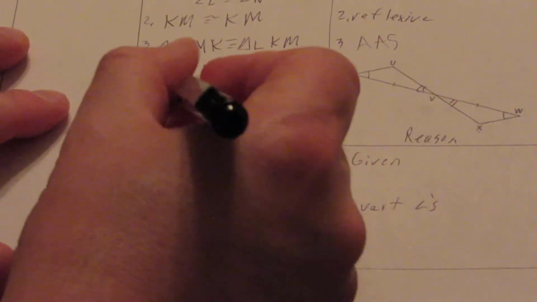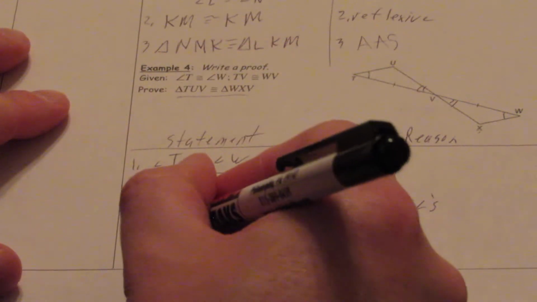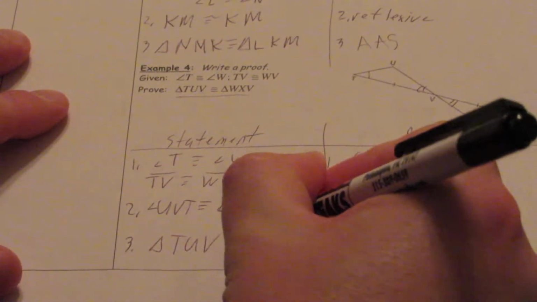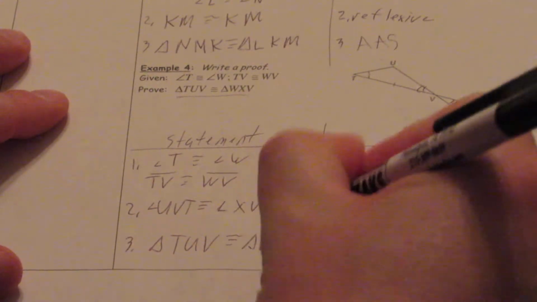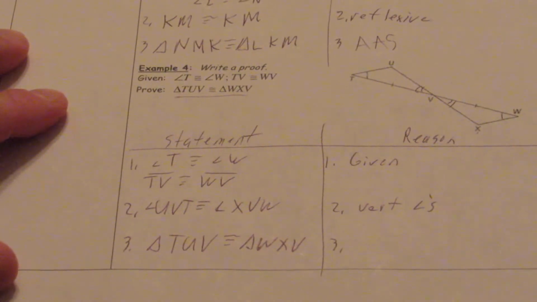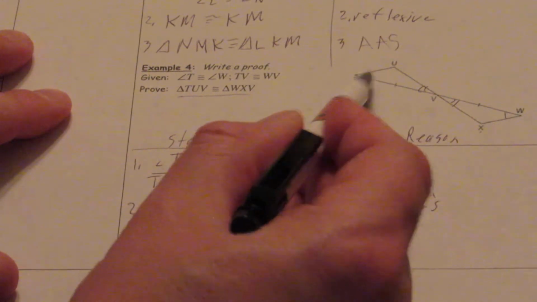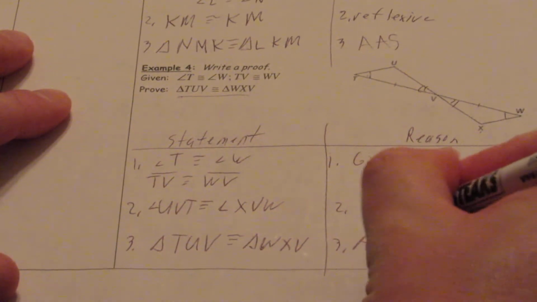So then I know my triangles are congruent. So I'm writing what I'm trying to prove. Triangle TUV is congruent to triangle WXV. And then I'm looking at how it's marked, what one of my 5 things are. So angle, side, angle.